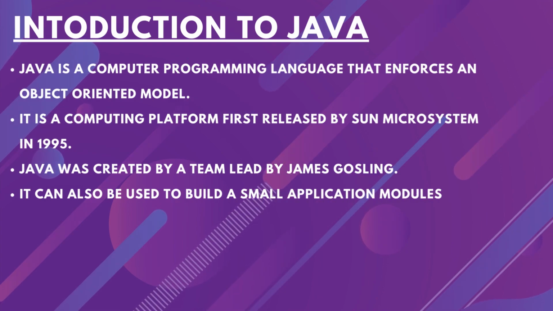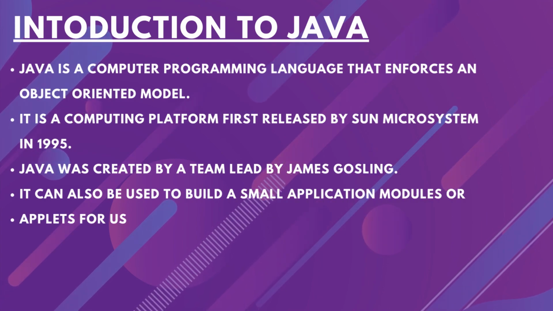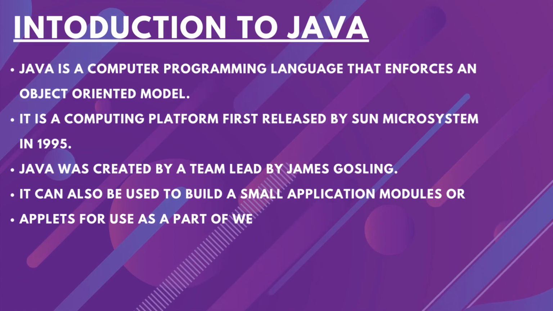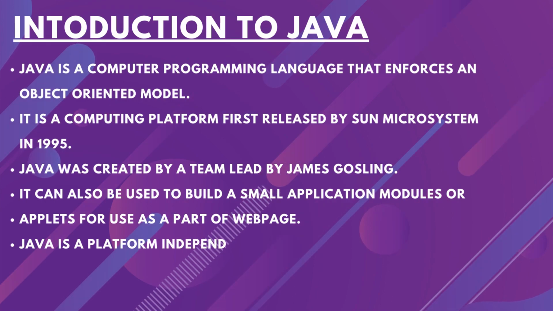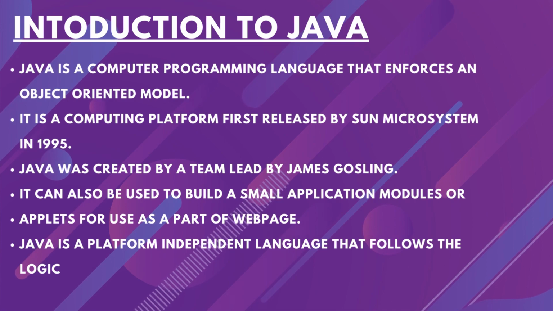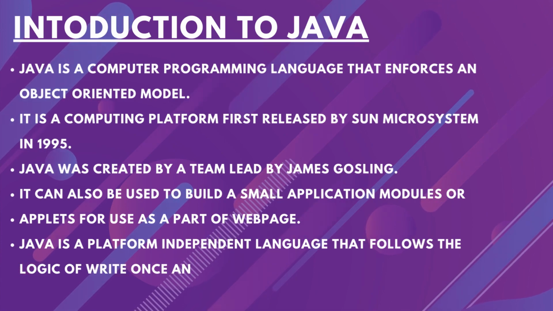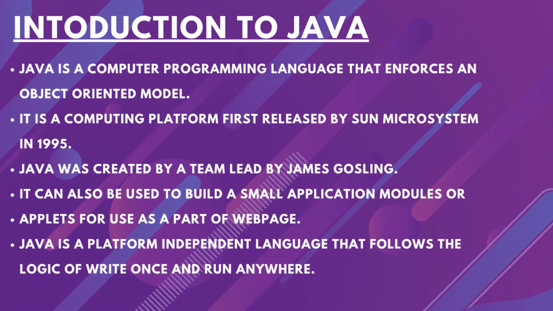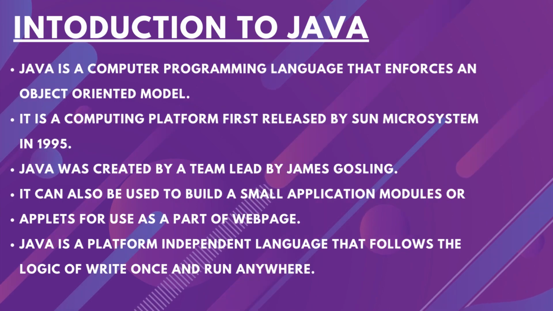Very important point: Java is a platform-independent language that follows the logic of write once and run anywhere. Any hardware or software environment in which Java runs is known as a platform, and we need a Java Runtime Environment to run our Java. Once we compile the Java file into the .class file, that file can run anywhere.